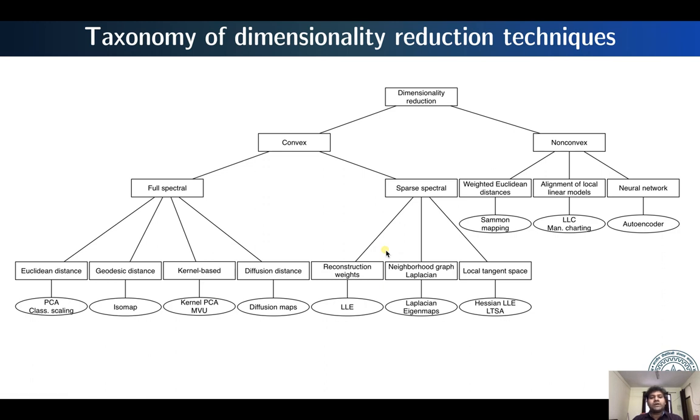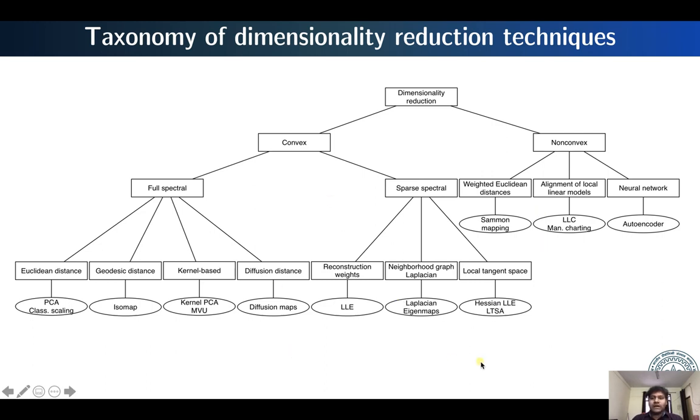In fact, after the development of a lot of deep learning models, a lot of deep learning models can also perform dimension reduction, as is observed nowadays. But in this particular lecture, we are going to focus on some of these methods that have been represented over here.